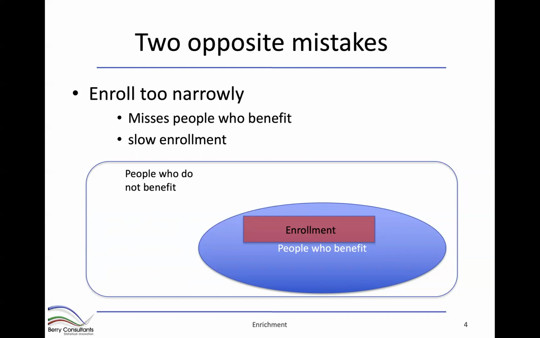If I make the mistake of enrolling too narrowly, and so I've got my enrollment in that little reddish rectangle, what's going to happen is I'm going to miss a lot of people who benefit from the treatment. I'd get this very narrow indication, and I wouldn't be doing as much good as I would like to. The other thing that can happen to you from a trial management standpoint is you get very slow enrollment. You may have this entire population coming to you, and you're going to screen fail everybody except for the people that are in that little red rectangle. So your trial may go a long time waiting for that narrow slice of people to come in.